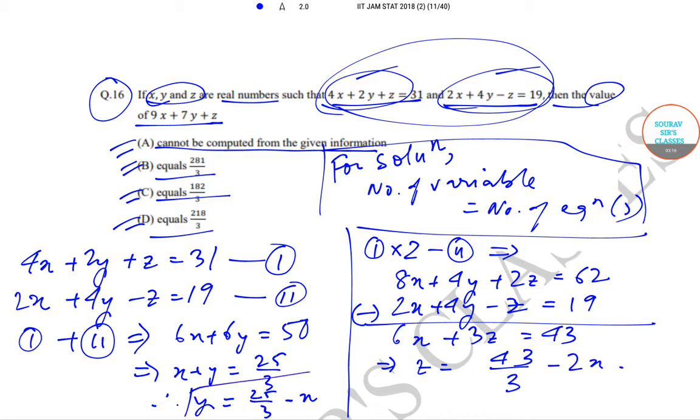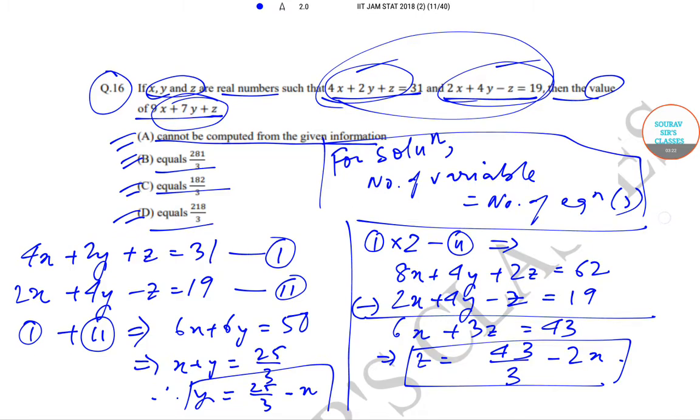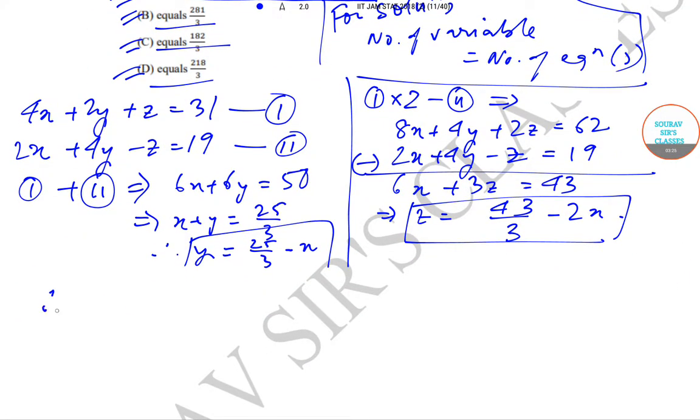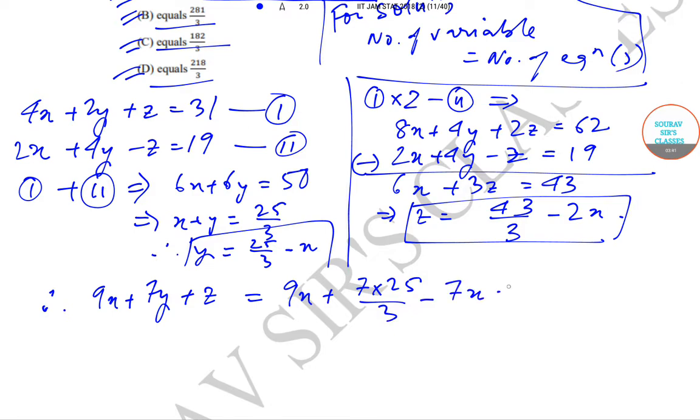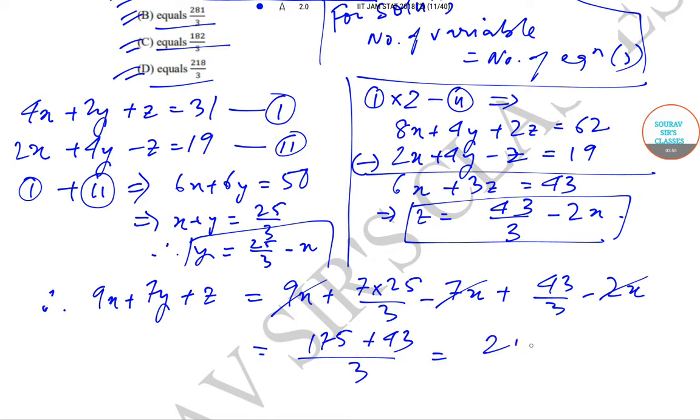So now we will put the values of x and y in this equation. Therefore 9x plus 7y plus z will be equal to 9x, plus 7y, which is 7 into 25 by 3 minus 7x, plus z, which is 43 by 3 minus 2x. So we see 9x, 7x and 2x, these all cancel out, and ultimately we will be left with 175 by 3 plus 43 by 3, and that will be equal to 218 by 3, which is the option D.